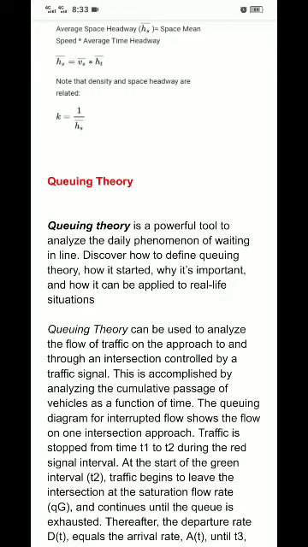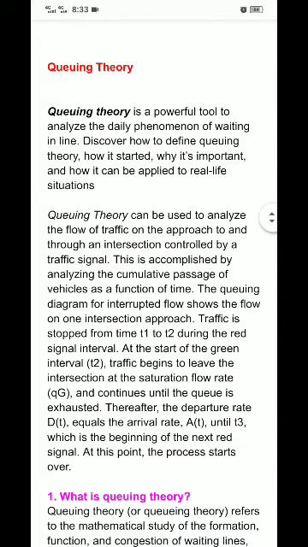This is accomplished by analyzing the cumulative passage of vehicles as a function of time. The queuing diagram for interrupted flows shows the flow on one intersection approach. So traffic is stopped from time T1 to T2 during the red signal interval. At the start of the green interval, or T2, traffic begins to leave the intersection at the saturation flow rate and continues until the queue is exhausted. Thereafter, the departure rate D(t) is equal to the arrival rate A(t) until T3, which is the beginning of the next red signal. At this point, the process starts over.